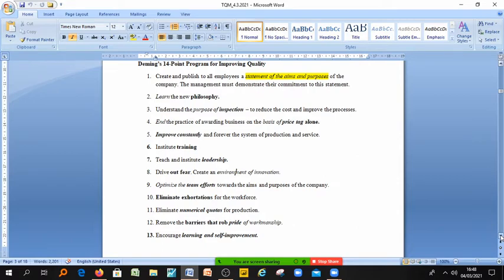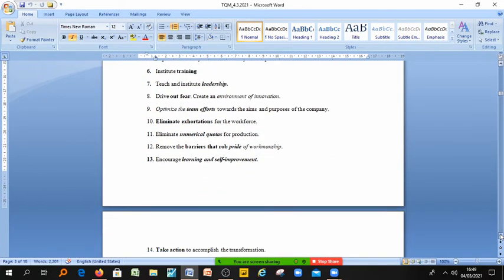Then number 13 is encourage learning and self-improvement. So you as an employee, you should keep on learning, because learning never ends, isn't it? And also self-improvement. Look at your weak areas, for example, you can be an IT person. Look for areas where you're not good and try to learn. Be inquisitive, isn't it? Research. So that alone will make you a more valuable person, isn't it? And at the end of the day, quality is going to be attained by the organization.